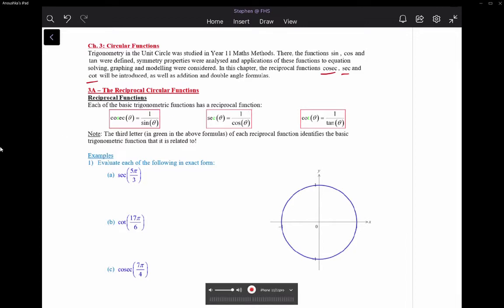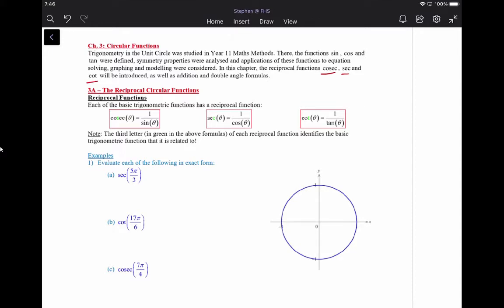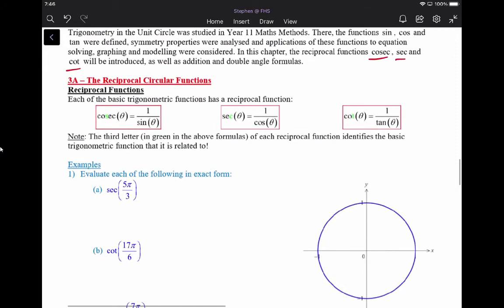Okay, so how does this really work? Well, all you've got to do is remember, look at the third letter of each of the functions. What I mean by that is you look at the third letter in green. So you look at cosec, the third letter is S, that is 1 over sine, the reciprocal of sine. If you look at sec, the third letter is C, that's the reciprocal of cosine. And finally cot, the third letter is T, and that is just the reciprocal of tan. So if you ever get confused, just look at the function, look at the third letter, and that will tell you which original function it is related to.